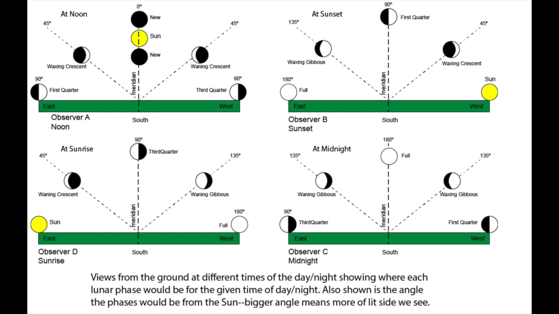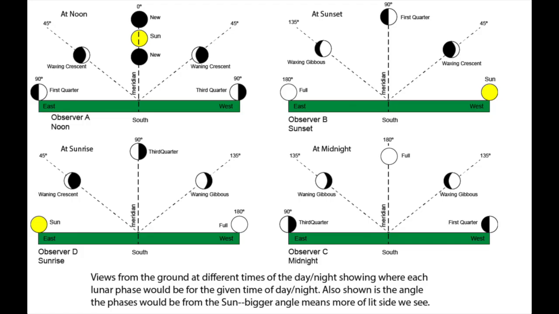A few days after the full moon, it would be at the 135 degree angle shown here. It would be 9 hours ahead of the sun. It would rise at 9 p.m., cross the meridian at 3 a.m., and set at 9 a.m.